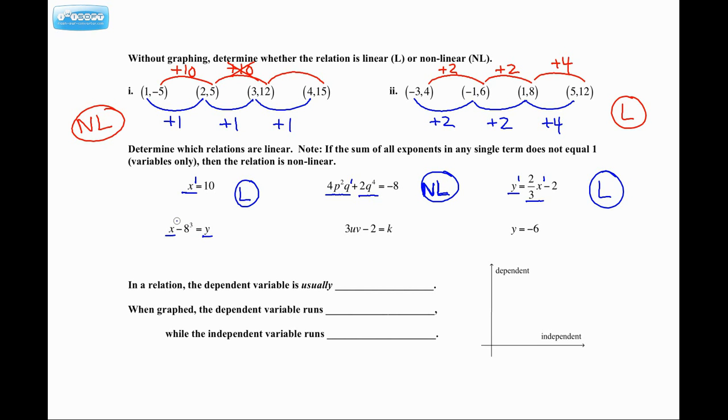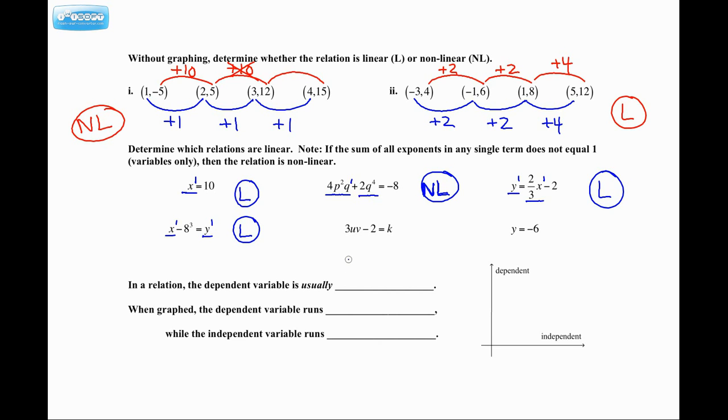So this x has an invisible 1, and this y has an invisible 1. Okay? So the total value of exponents in this term, this is 1. We actually call this the degree. So we would say the degree of this term is 1. Same thing with this one. So it's linear. All right.